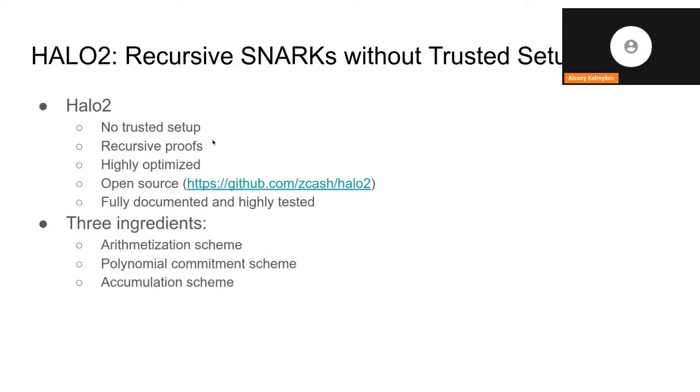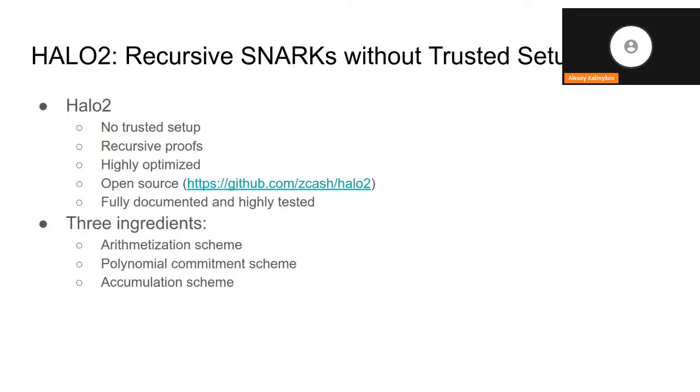The next important component that makes Halo2 powerful is that it was specifically designed to support so-called recursive proofs. In a nutshell, a recursive proof is a proof of a proof. So instead of proving that we know a certain fact, a certain statement, or we performed a certain computation, we prove that we know a proof that this computation was performed.